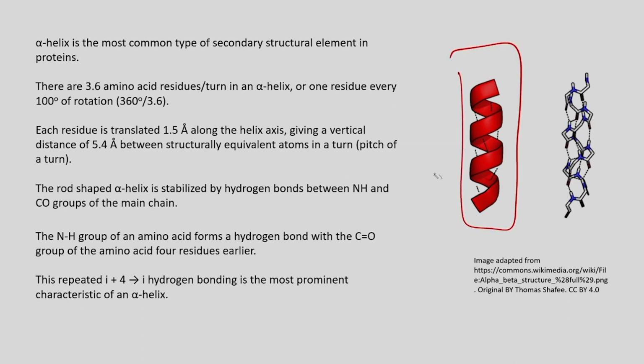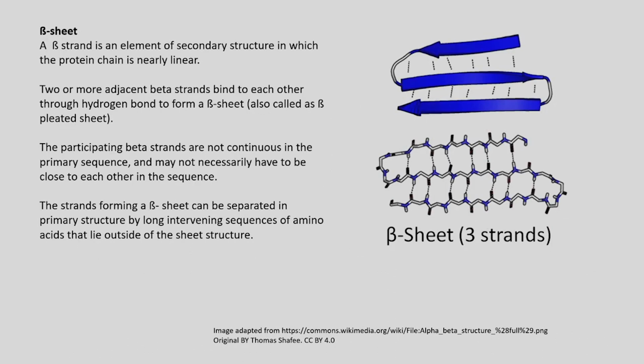structure, and this rod-shaped alpha helix structure is stabilized by hydrogen bonds between NH and CO groups of the main chain. The NH group of an amino acid forms a hydrogen bond with the CO group of the amino acid 4 residues earlier. So, there is a repeating pattern of I plus 4 to I hydrogen bonding, and it is the prominent characteristic of an alpha helix.